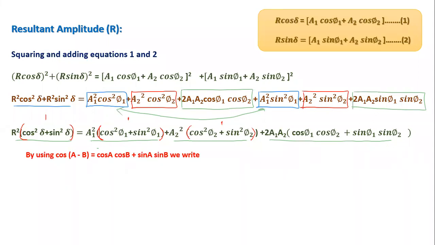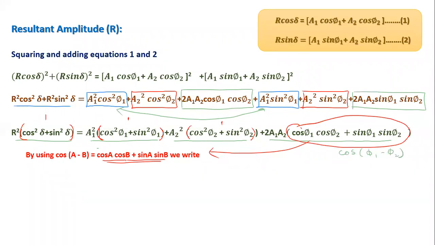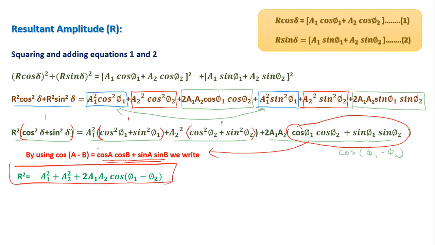As well as for the expansion of this term, we use this equation: cos A cos B plus sin A sin B is equal to cos(A minus B). These formulas you already learned in mathematics. So this term we can write as cos(phi 1 minus phi 2) instead of this. After substituting this, we get the final formula here, and it is r square is equal to a1 square plus a2 square plus twice a1 a2 cos(phi 1 minus phi 2).